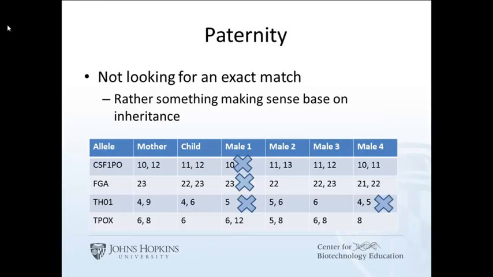Finally, TPOX. The child appears to have 2 6 alleles. The mother has 1, but the father must have provided the other. Only male 1 and male 3 have a 6 allele. Put in the last X's. And we're left with male number 3. Is he the father? Well, we would want to check the other 9 locations. If he matched there, then we can be pretty certain that he is the father.